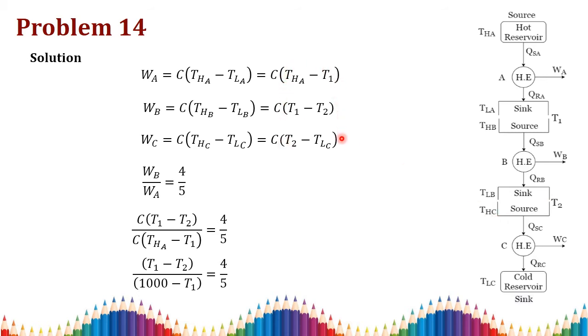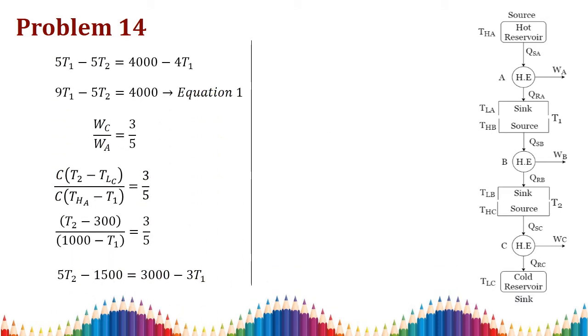In the problem they have given the ratio WA is to WB is to WC as 5 is to 4 is to 3. From that ratio relation, WB by WA can be written as 4 by 5. So WB is T1 minus T2 and WA is THA minus T1, which is equal to 4 by 5. You substitute all the values you know, and you will get a relation in terms of T1 and T2, because we didn't know the two temperatures. Consider this equation number 1.